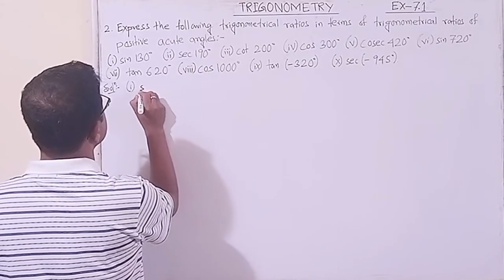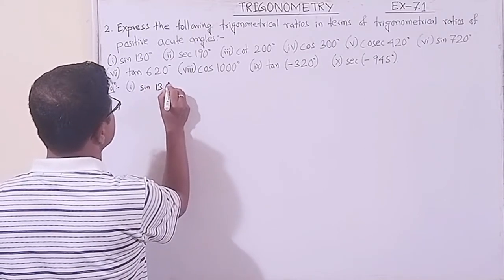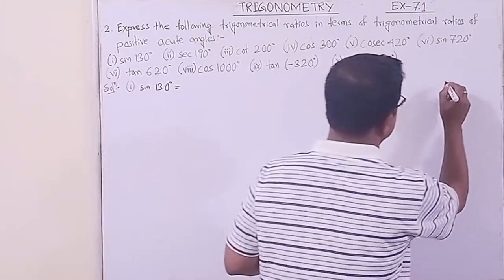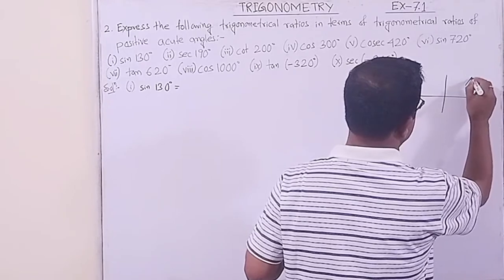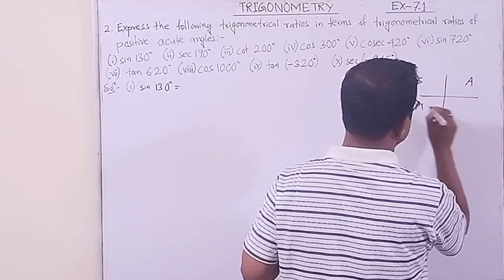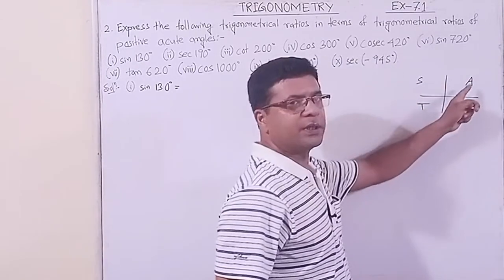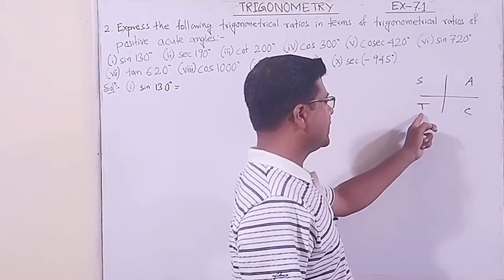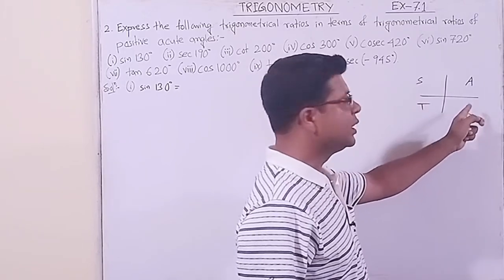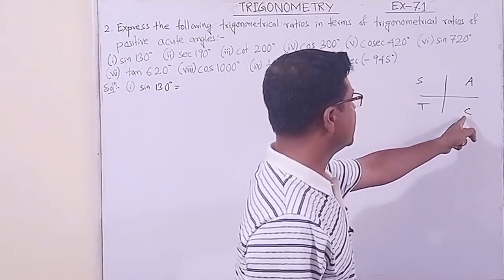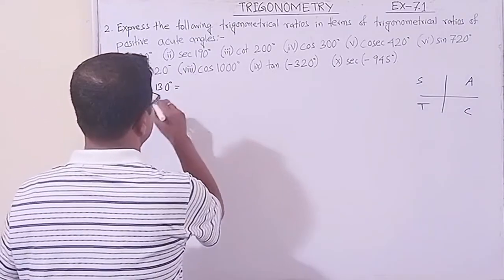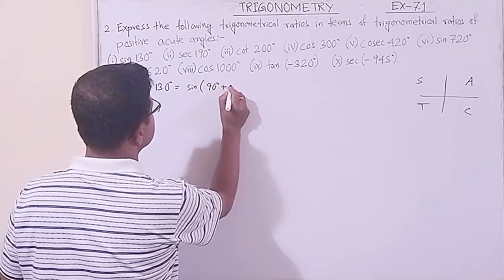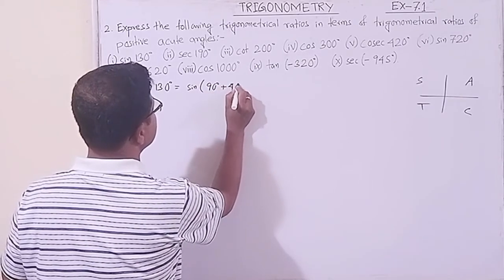Suppose the first one is sine of 130 degree. Let us draw the concept here, ASTC. In the first quadrant all trigonometric ratios are positive. Here sine and its reciprocal are positive, here tan and its reciprocal are positive. In the fourth quadrant cos and its reciprocal, sec, are positive. Now sine 130 can be written as sine of 90 degree plus 40 degree, isn't it?